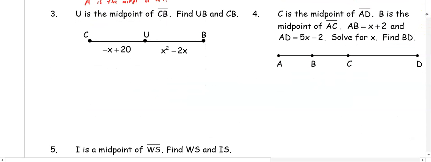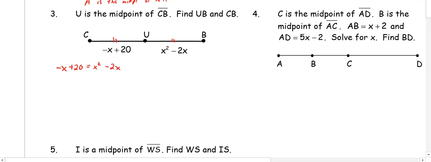In number three, U is the midpoint of segment CL. Once you see the word midpoint, make sure that you mark these pieces on our segment as congruent. Find UB and CB. So in order to find that, we first need to know what x is. So we know that they are split into two congruent parts, or in half. So those have to be equal to each other. So we have negative x plus 20 is equal to x squared minus 2x.